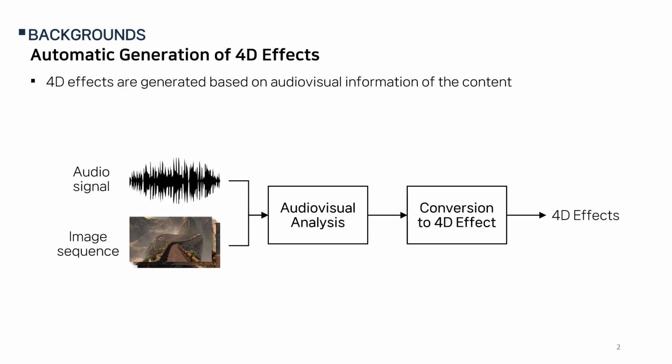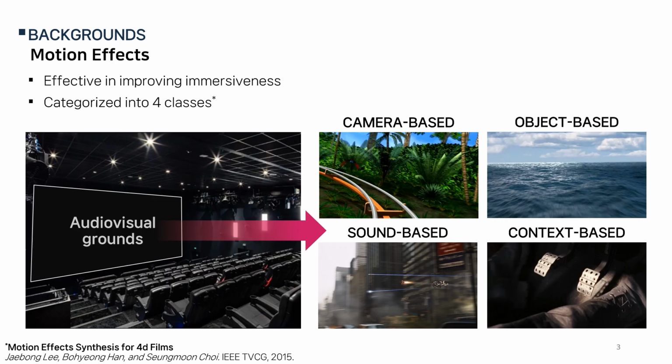Motion effects are indispensable for improving 4D experiences in highly interactive applications, such as amusement parks, 4D theaters, and virtual reality games. However, the production of motion effects is done solely by manual authoring or coding, and this costly process prevents the faster and wider dissemination of 4D content. It is imperative to facilitate motion effect production by providing automatic synthesis algorithms. Motion effects can be divided into 4 classes: camera-based, object-based, sound-based, and context-based, depending on the audiovisual basis on which the motion effect is provided.